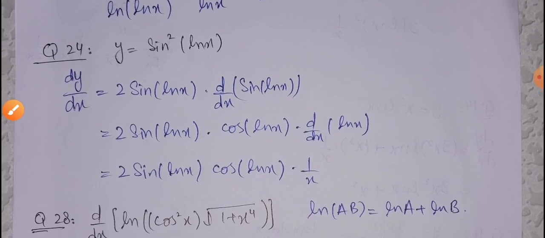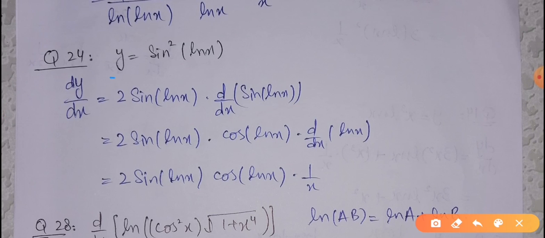Next we have question number 24. y is equal to sin squared of ln x. At first we will use the power rule: 2 times sin raised to the power ln of x, and then the derivative of sin ln x. We have used the power rule: the power as it is, x raised to the power minus 1, and then the derivative of the base.